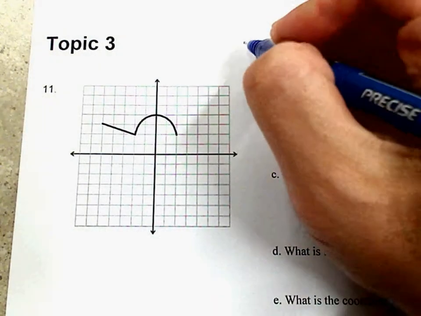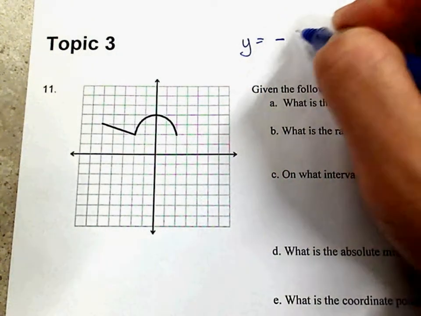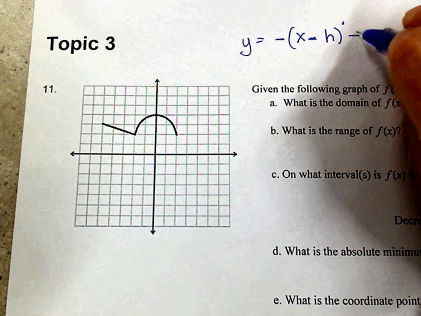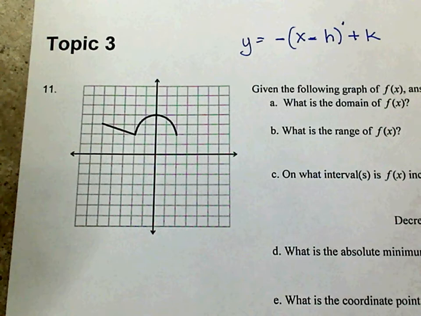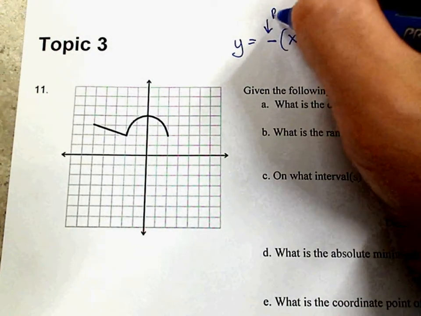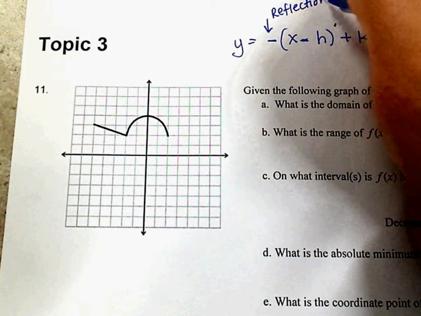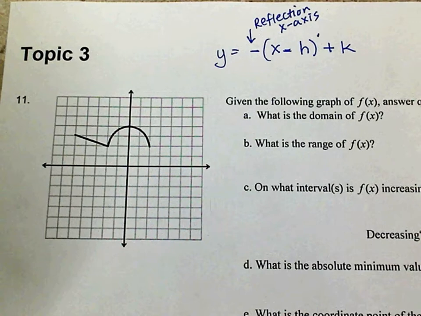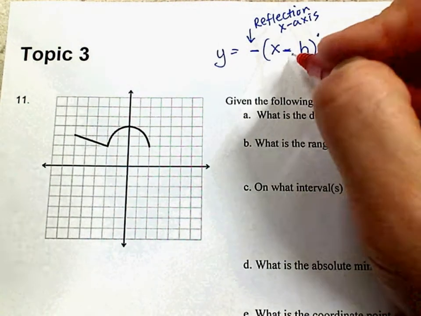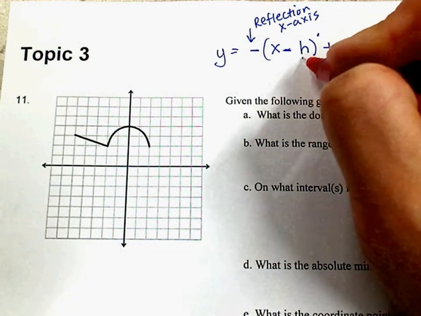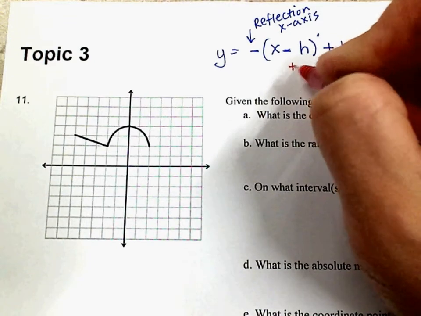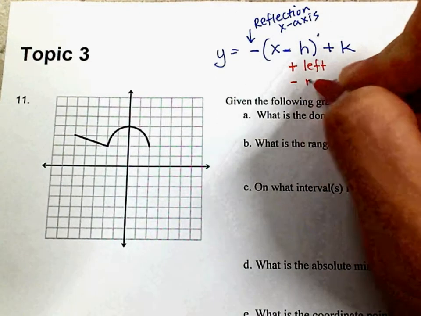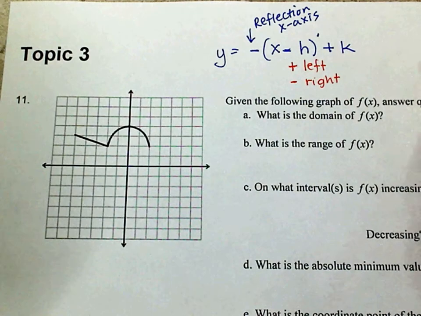Make sure you remember y equals negative, x minus h plus k. All right? This is a reflection on the x-axis. That's just to remind you. If your h is positive, it's going to go left. It goes the opposite direction. If it's negative, it's going to go right.